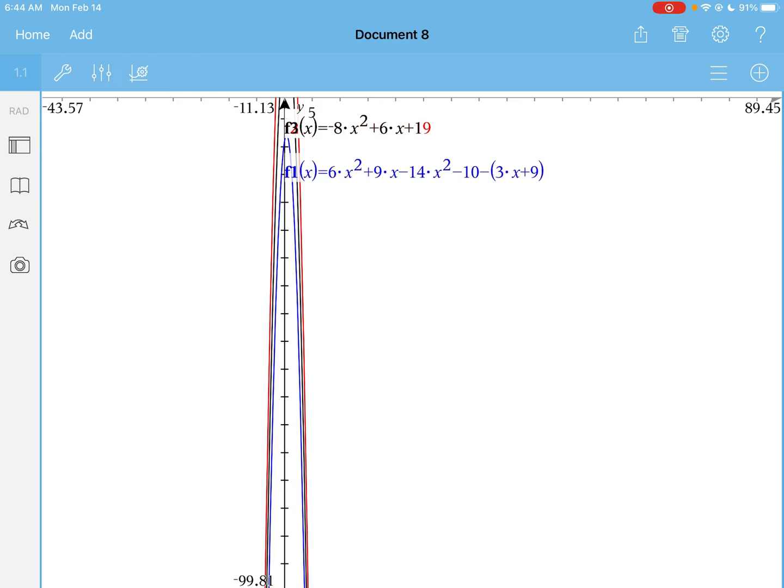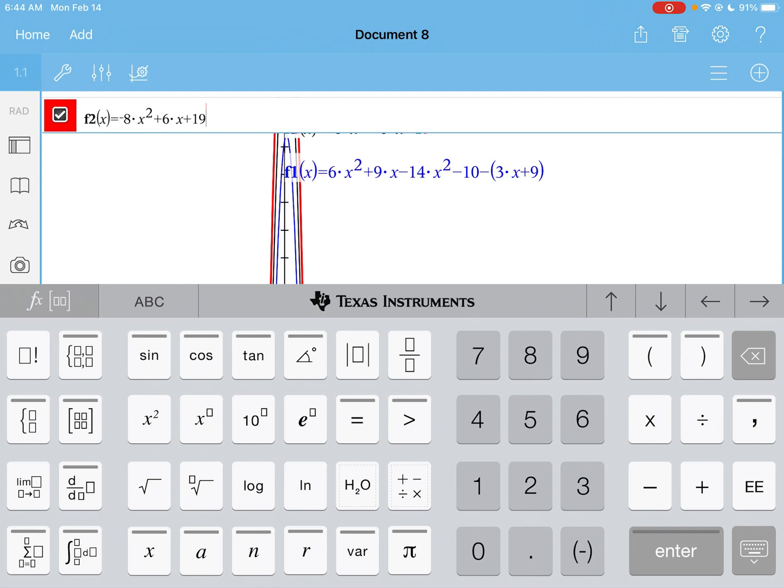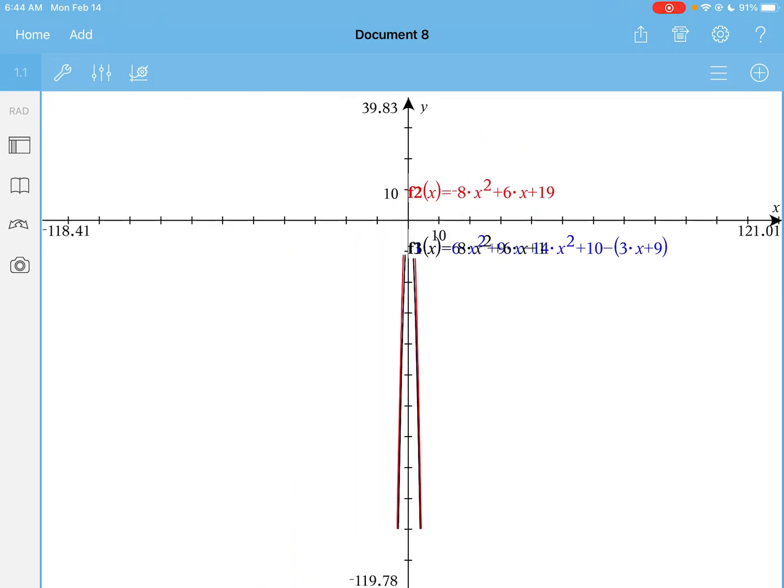Enter. Yeah, so they're not covering. I'm not sure what's wrong. Maybe I typed in the original one wrong. Miss Ryan maybe made a mistake. Let's see. 6x squared plus 9x minus 14x squared. See right there, I put a minus 10 instead of a plus 10. See? That's why you got to double check your work.